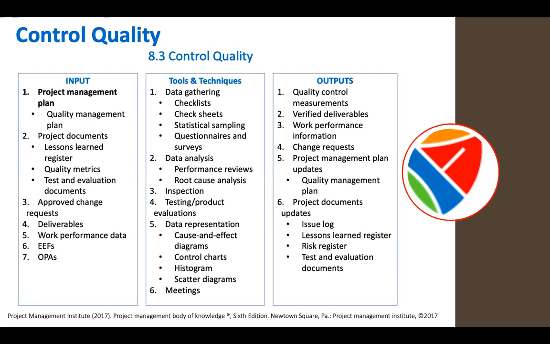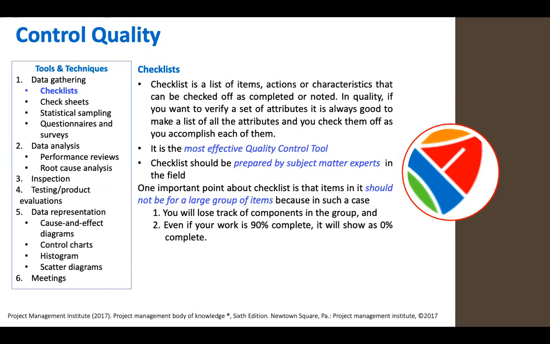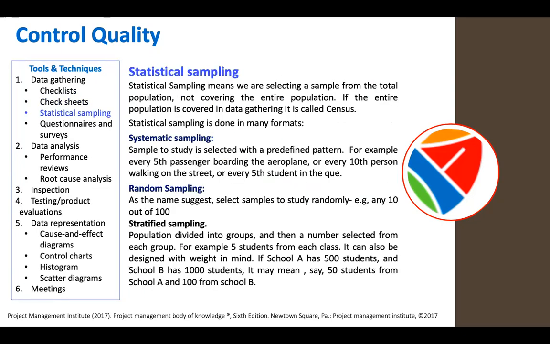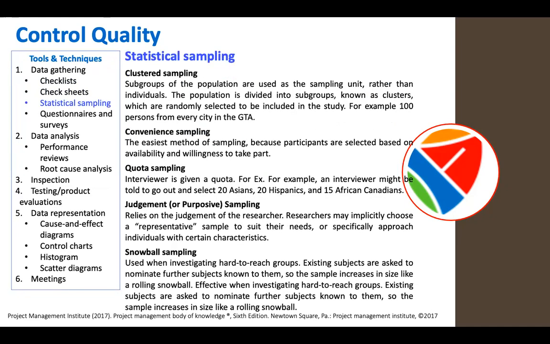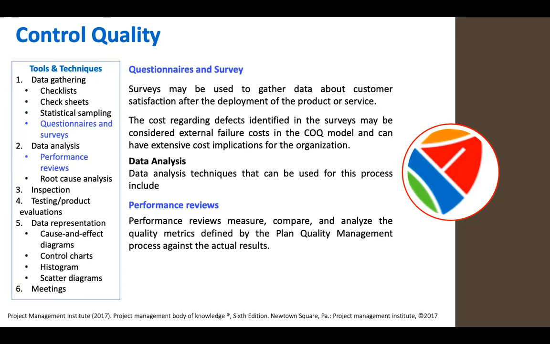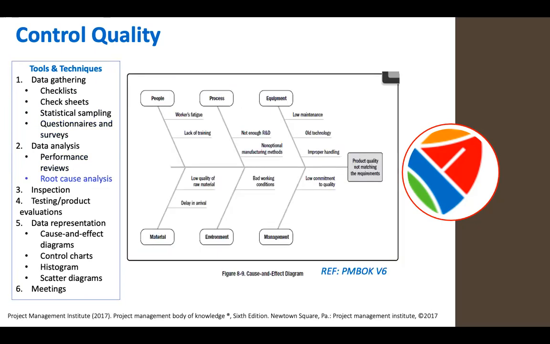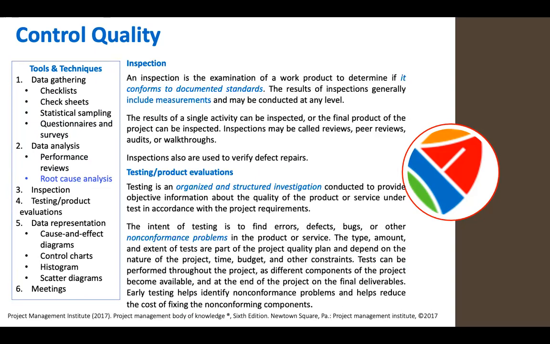Okay, and we can have control quality inputs, tools and techniques, and outputs. Right? We can have checklists, check sheets, and sampling. We can have cluster sampling, convenience sampling, quota sampling, judgment sampling, or snowball sampling. Okay, we can have questionnaires and surveys and performance review. We can also have inspection based on the fishbone diagram. Okay, we call it cause and effect also.